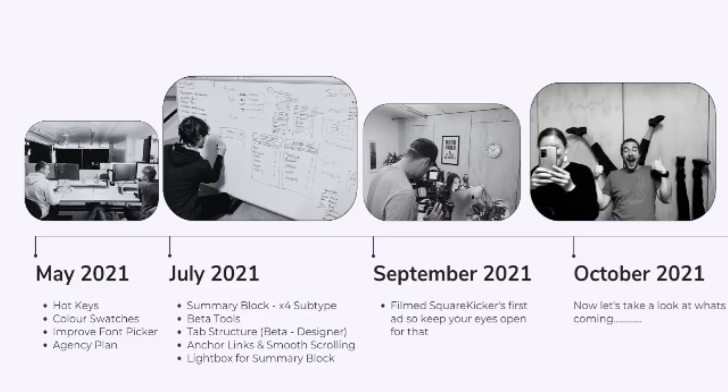July, summary block tools. Again, that was 4 different subtypes. And that was a recent release rather, but that has been a long time coming, thinking about how we were going to do that.